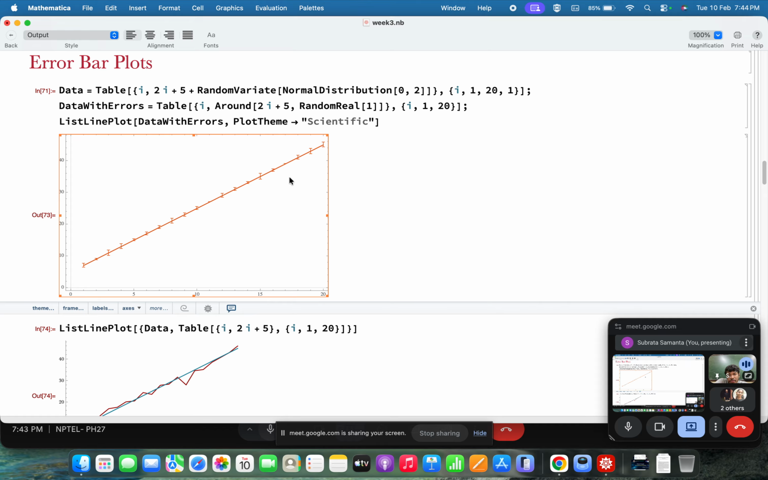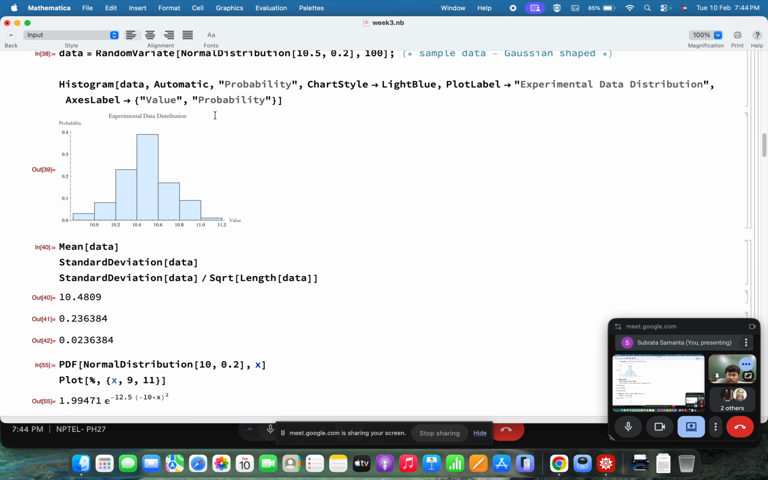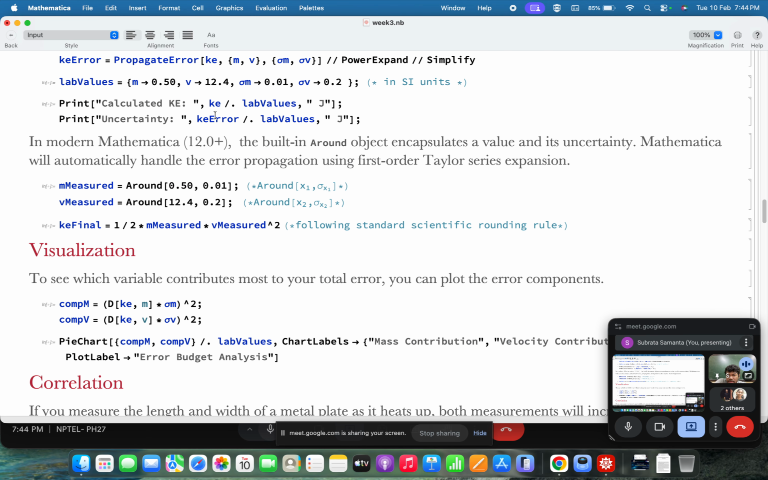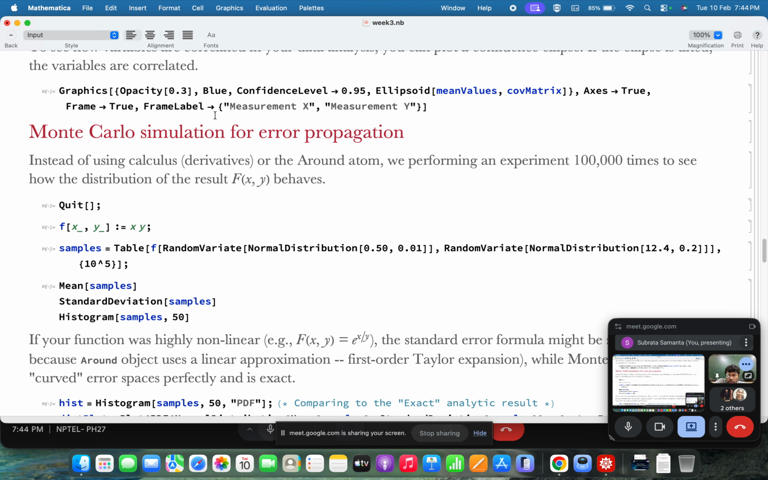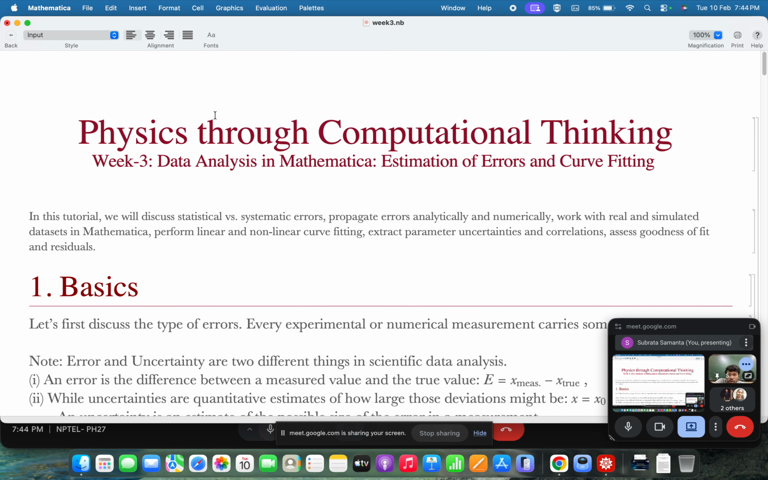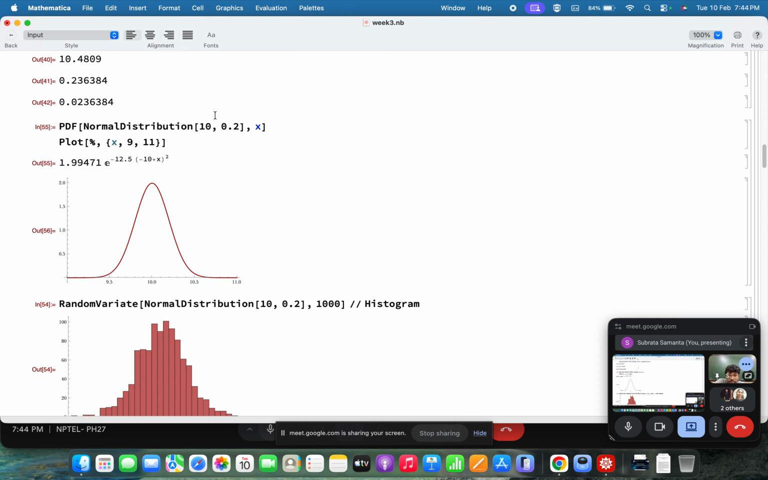So, this is the error at each point. This is your true value and this is the error. You can use the Round functions; I think I discussed the Round functions in the previous class. This basically tells you how to calculate the error for each parameter value.